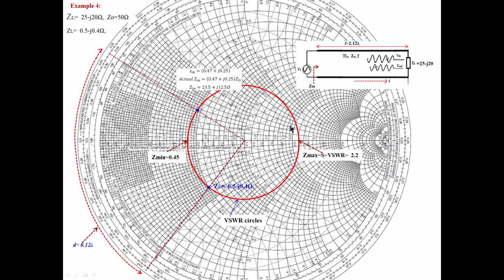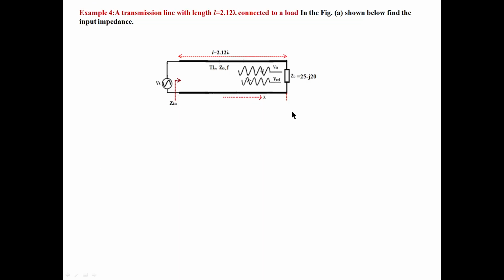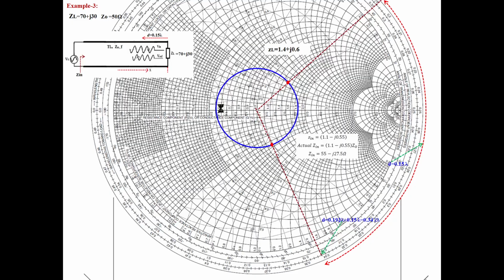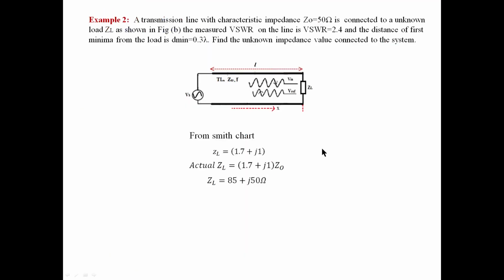So this is a way of finding input impedance. We can easily find it from the Smith chart instead of using equations. Like this, we can find the input impedance at any position over the Smith chart. We did it at 0.15 lambda, and similarly for a larger distance we can find the input impedance. And for an unknown load impedance, how to find the unknown load value, we studied that: if you know the distance of the maxima and minima from the load, we can find the unknown load impedance.